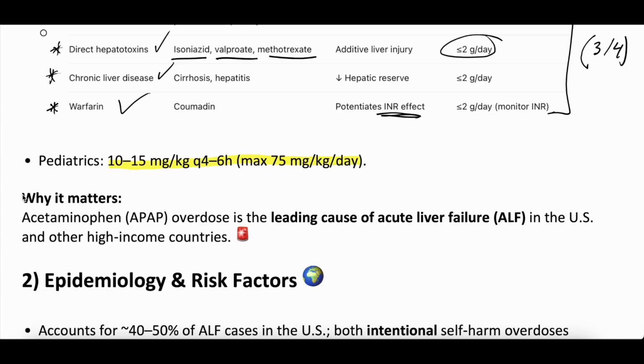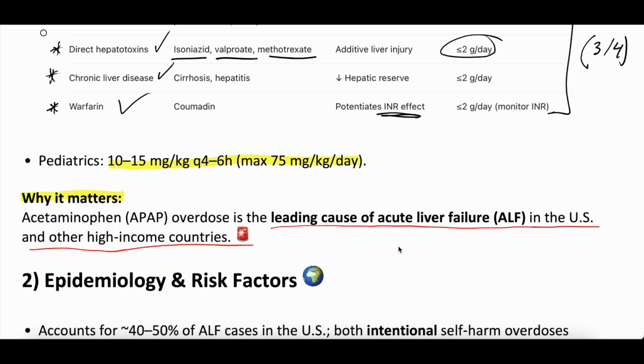So why does this matter? Why are we starting by talking about dosing and maximal doses per day and all that? Well, the reason is because overdose of acetaminophen, toxicity from acetaminophen, is actually the leading cause of acute liver failure in the USA and other higher income countries.